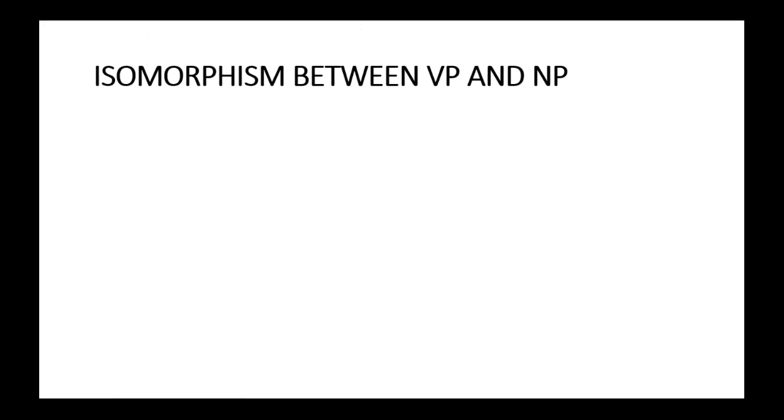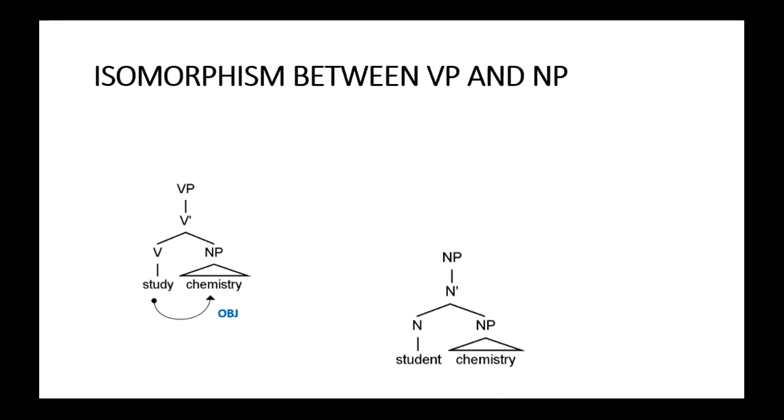Okay? Now, notice that there is a perfect isomorphism between the VP and the NP. So you have study chemistry. Now, when you have study chemistry, notice that chemistry gets objective case from study. Okay, the verb assigns objective case. So chemistry is happy because every noun phrase has to have case, and chemistry in this case has case. It has objective case. So chemistry is perfectly happy.